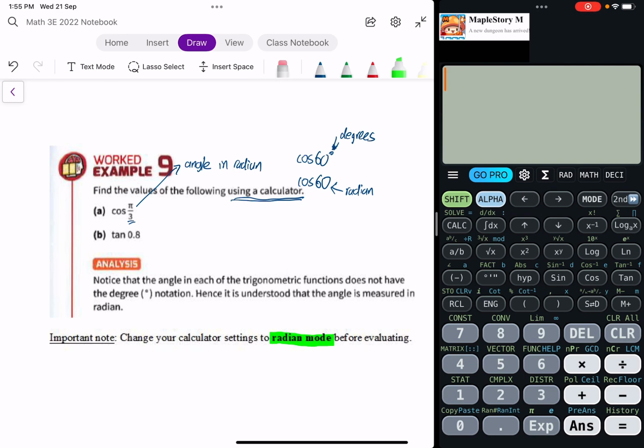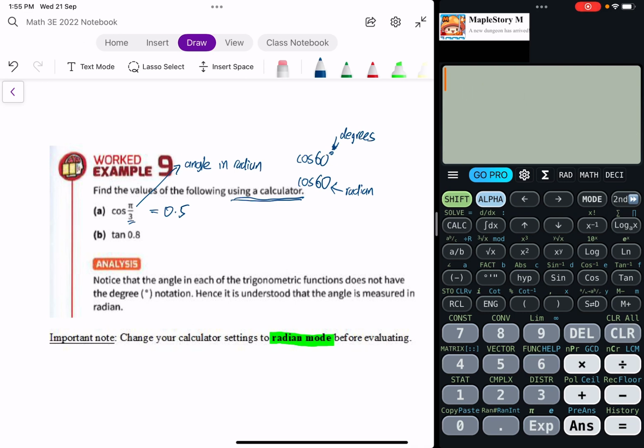Simply, I evaluate cosine pi over 3 using my calculator. I need a fraction, put in the pi, divide by 3, and then close the bracket. The answer is simply equal to 0.5. Let's try part B, tangent 0.8.